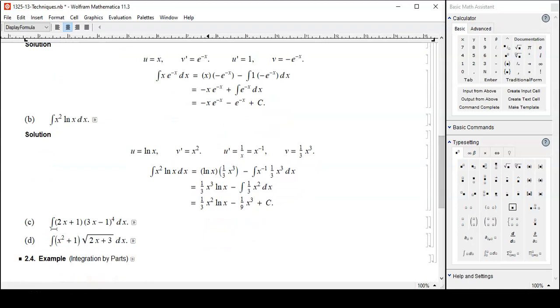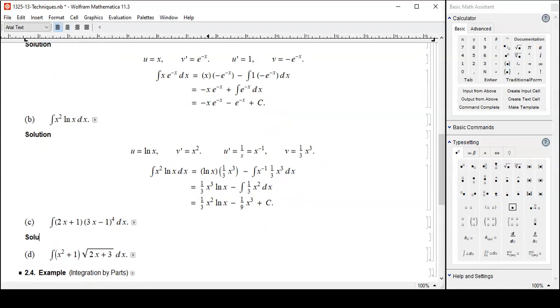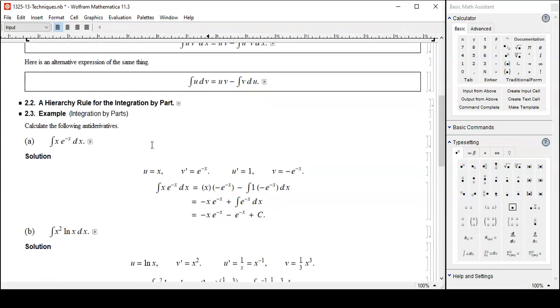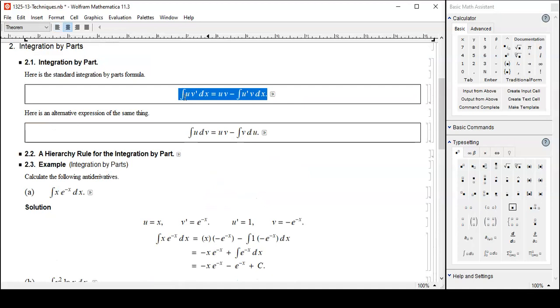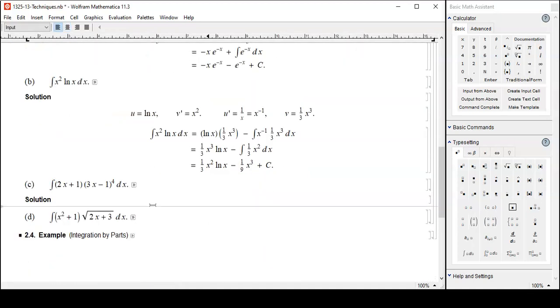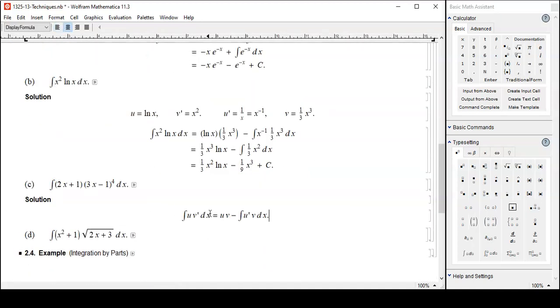Enough time for one more? Okay, all right. Here's the integration by parts formula. And you have to make a decision. What's u and what's v? What do you think?